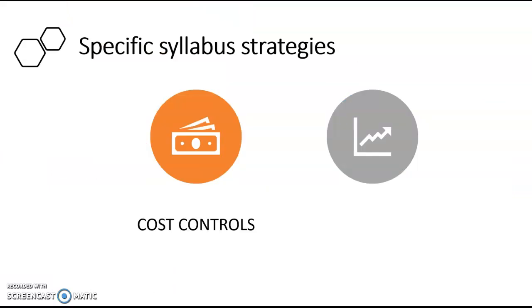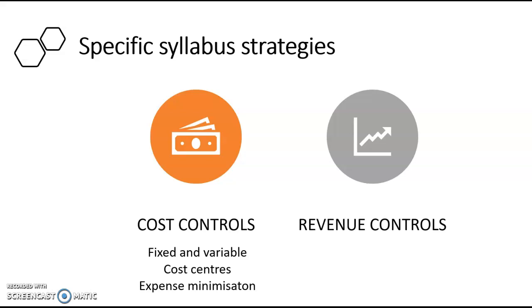Well, we need to talk about cost controls, specifically fixed and variable costs, cost centers, and expense minimization. And then to finish off our profitability management strategies, we need to have a look at revenue controls, specifically our marketing objectives and how we can alter them to be able to increase our revenue levels.